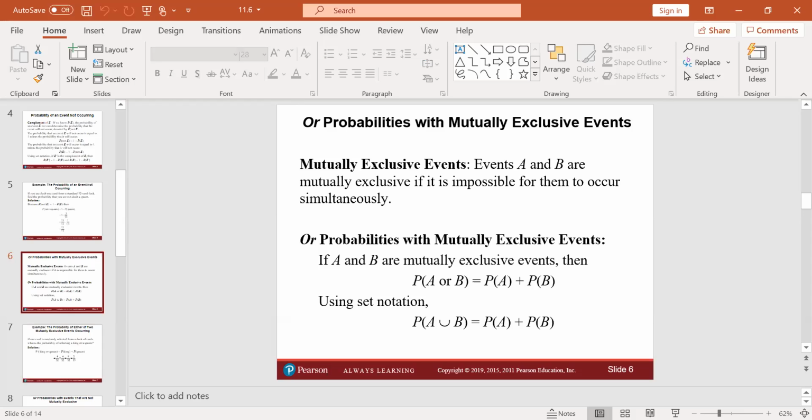So if you're dealing with two events that are mutually exclusive, the probability that one or the other happens, you can just add their individual probabilities. Using set notation, that's the same as saying the probability of A union B is equal to the probability of A plus the probability of B. Only in the case of mutually exclusive events. They can't both happen.